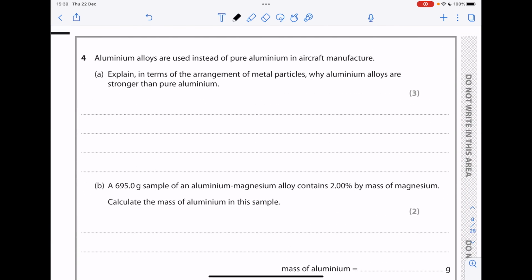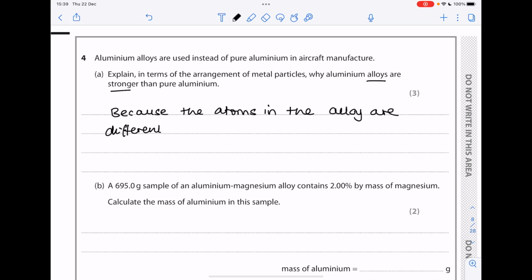Aluminium alloys are used instead of pure aluminium in aircraft manufacture. Explain in terms of the arrangement of metal particles why aluminium alloys are stronger than pure aluminium. Because the atoms in the alloy are different sizes. This distorts the layers, meaning that the layers can't slide over each other as easily, so it's stronger.